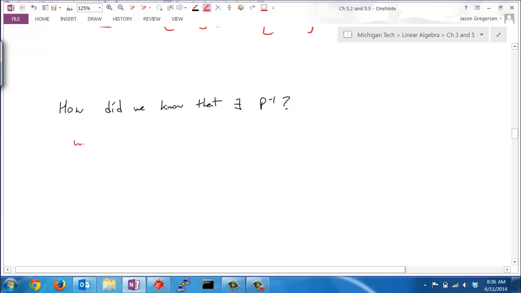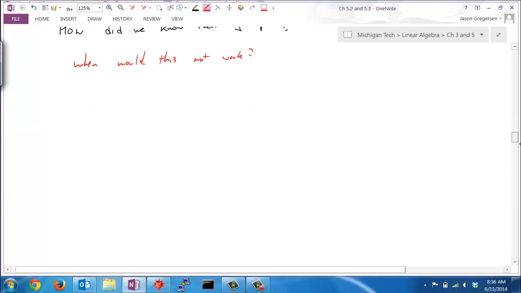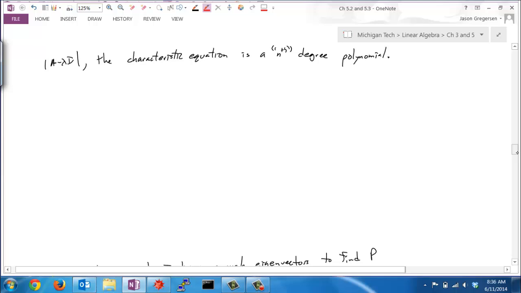So then the question is, when would this not work? This was a 2 by 2, as opposed to a general n by n, and I had two distinct eigenvalues. Therefore, I knew I was going to get two independent eigenvectors. But what if I had a 10 by 10? Am I guaranteed to get 10 distinct eigenvalues? Not necessarily. So the problem is going to come up if we don't have all distinct eigenvalues.